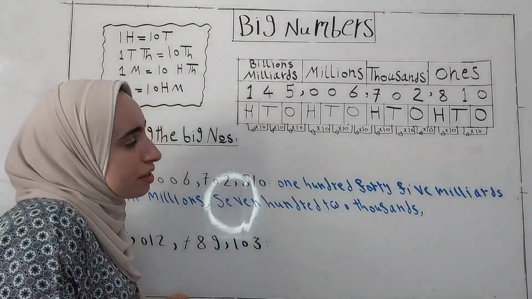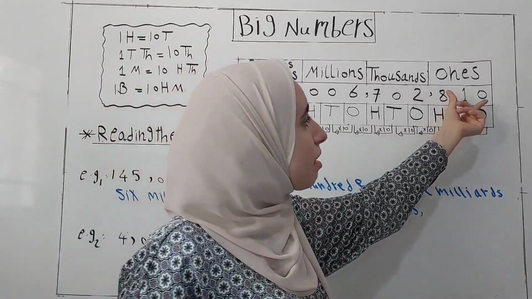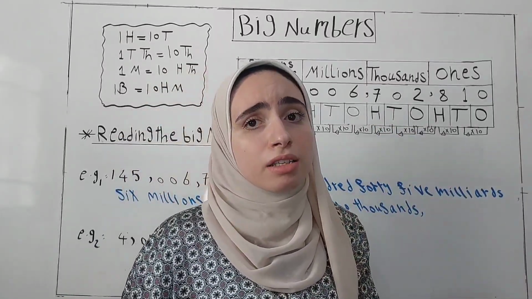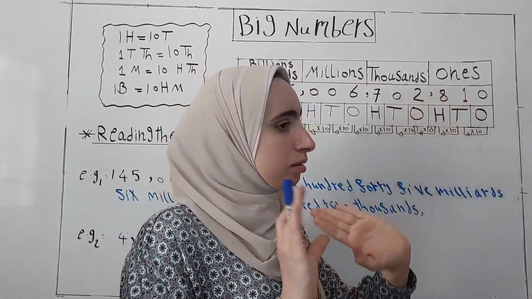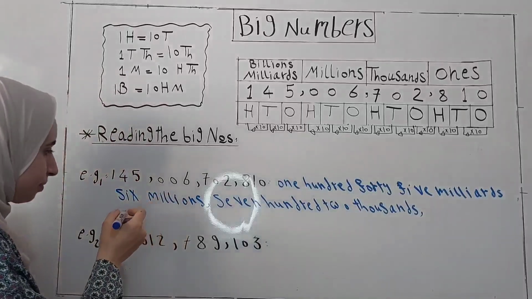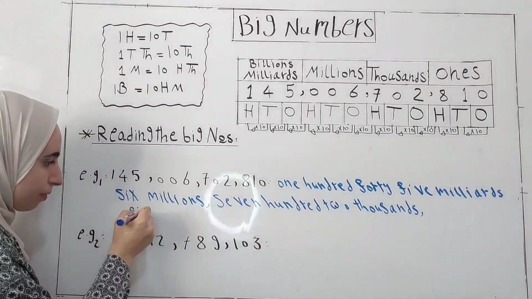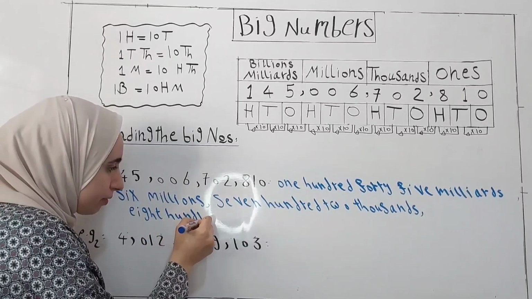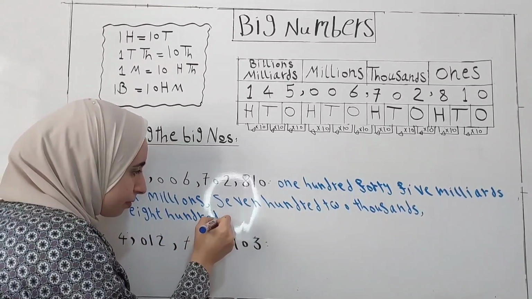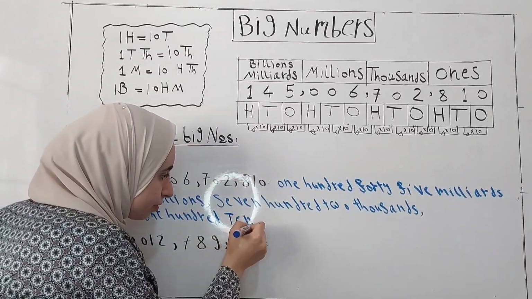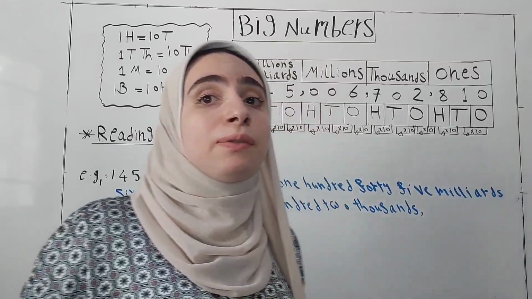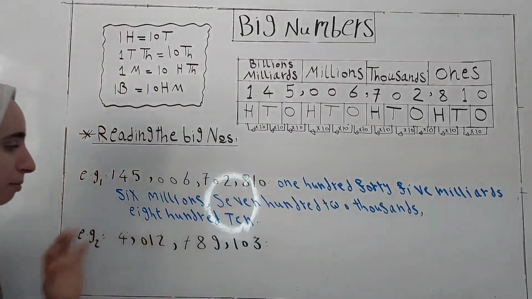Then we go to the first family. We read this number 810. Its name is ones, and the word ones is not read. So we read 810 only. We finish. Let's take another example. We need to read this big number.